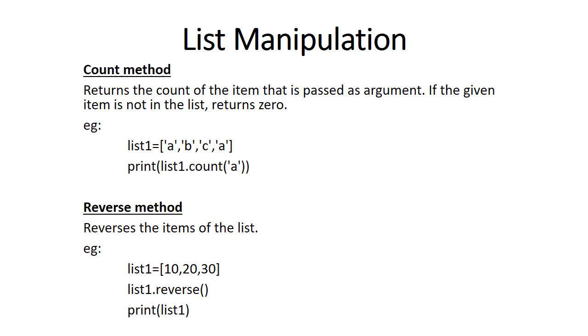Reverse method reverses the items of the list. Example, list 1 is equal to 10, 20, 30. List 1 dot reverse. Print list 1. You will get a reversed list.